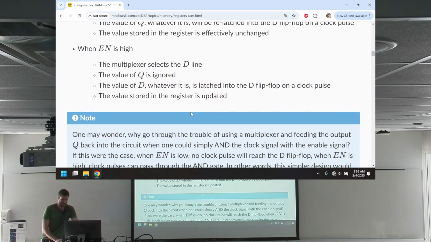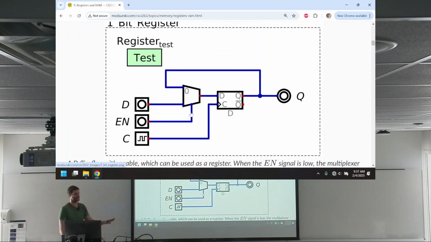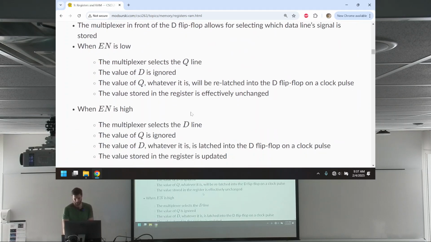When enable is high, the multiplexer selects the D line. The value of Q is ignored. The value of D, whatever it is, is latched into the D flip-flop. Make sense? Happy? Sad? Cool.